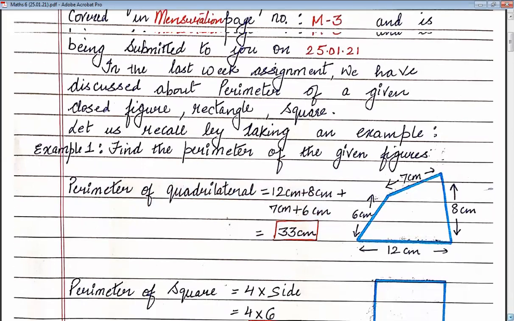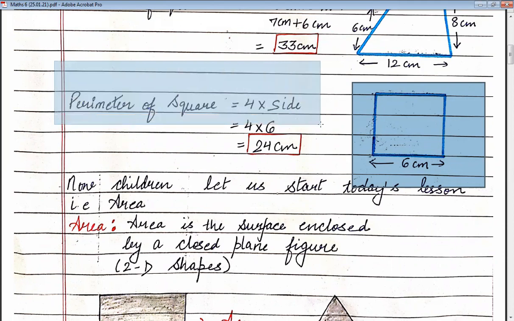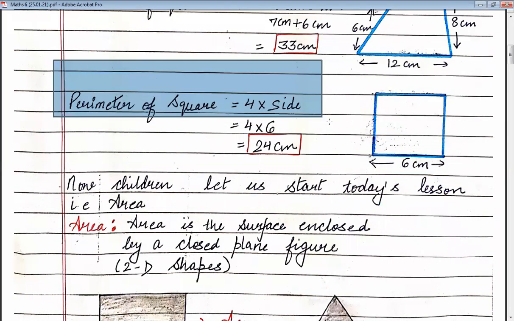Now children, we are given a square. This is your square. Do you remember the formula to find the perimeter of a square? Yes, the perimeter of a square is equal to 4 multiplied by side. I repeat, the formula to find the perimeter of a square is 4 multiplied by side. And here, what side is given to you? The value of the side is given as 6 centimeter. So it means all the sides are 6 centimeter. So let's find out the perimeter.